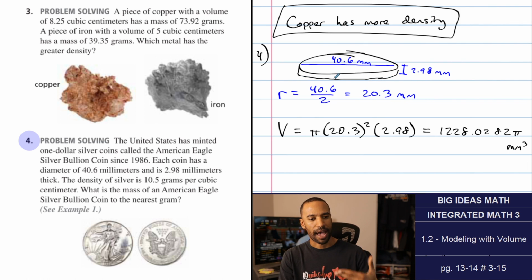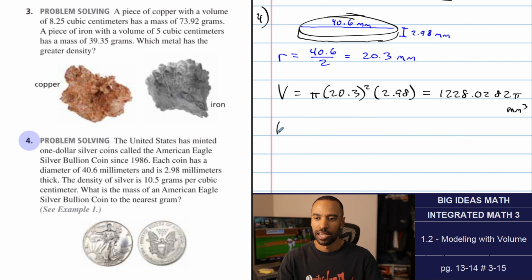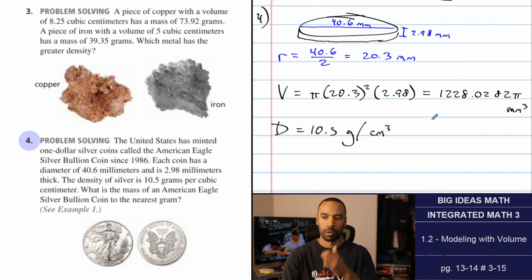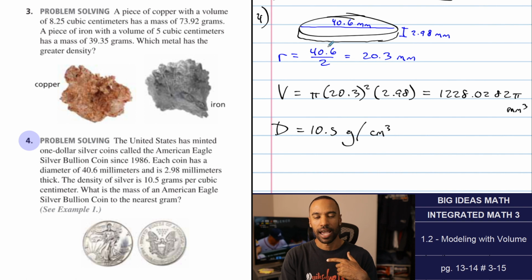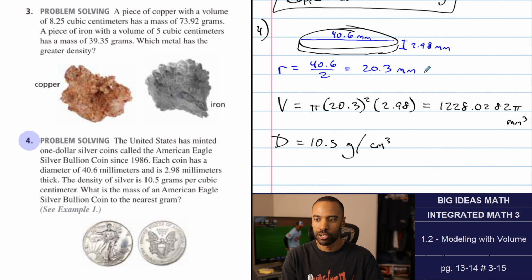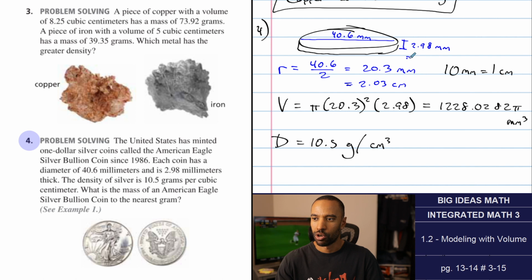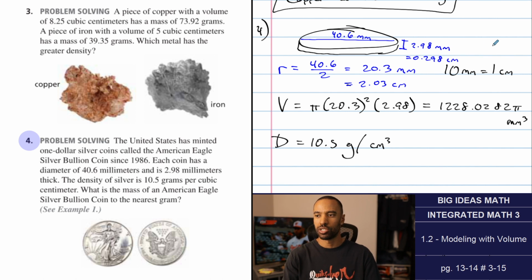Now, density equals mass over volume. We need to find mass based on density. The density of this object is 10.5 grams per cubic centimeter. Okay, I made a mistake here because this was in millimeters and I need centimeters. So let's change that. There are 10 millimeters in 1 centimeter, correct? So the radius is 2.03 centimeters, and this is 0.298 centimeters. We're just dividing everything by 10.